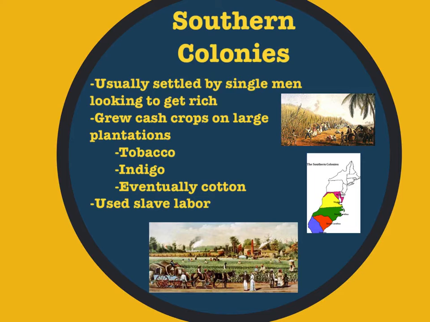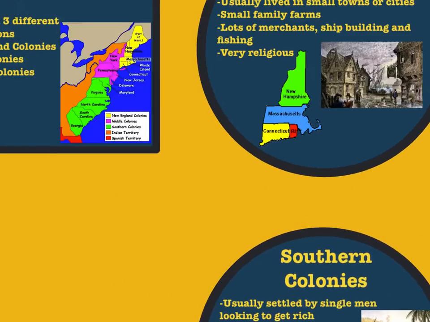It's not good about the slave labor, though. The slave labor is bad, and we'll talk more about that in the future. But yeah, those are the three groups. So we have New England, the Middle Colonies, and the Southern Colonies.